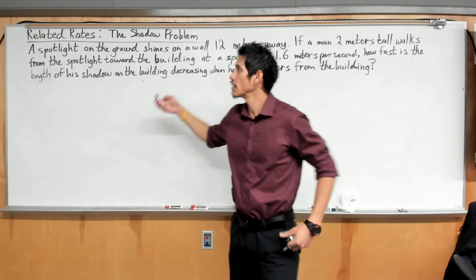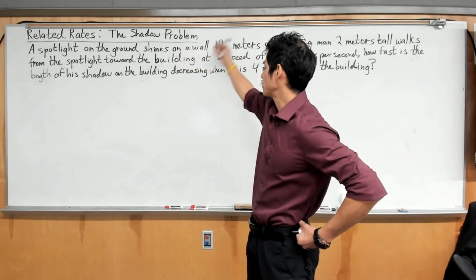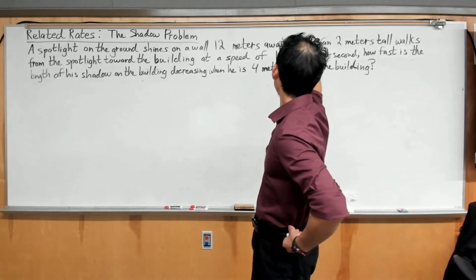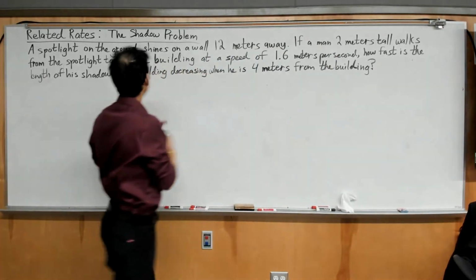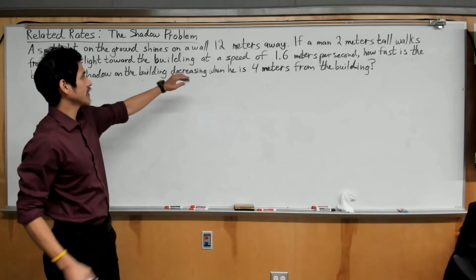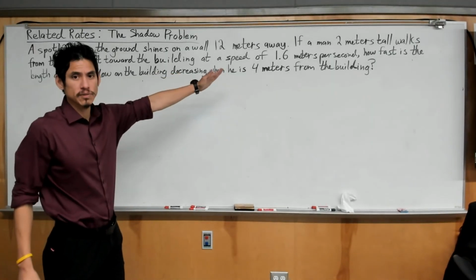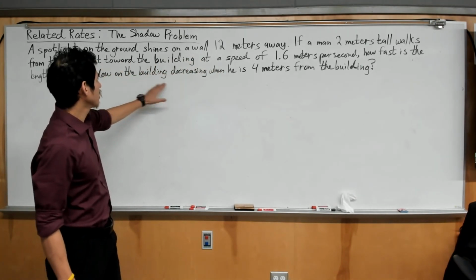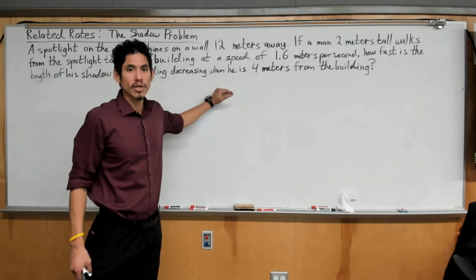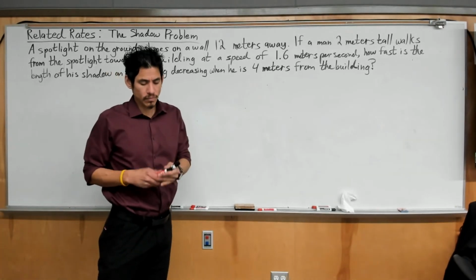So here we got a spotlight that's on the ground, shining on the wall. It's 12 meters away. And we got a man that's 2 meters tall, about 6'6", who walks from the spotlight towards the building at a speed of 1.6 meters per second. And we want to figure out how fast the length of the shadow on the building is decreasing when he is 4 meters from the building.